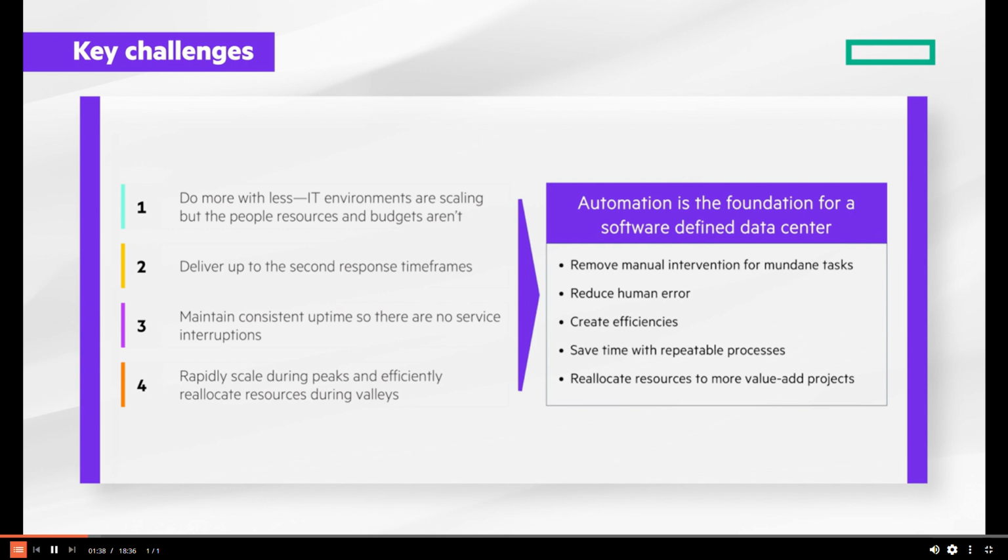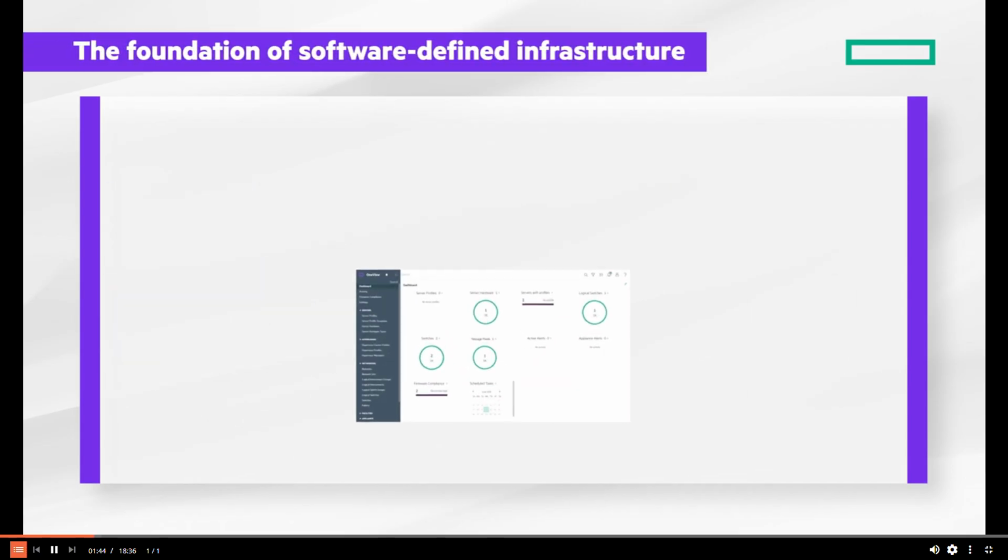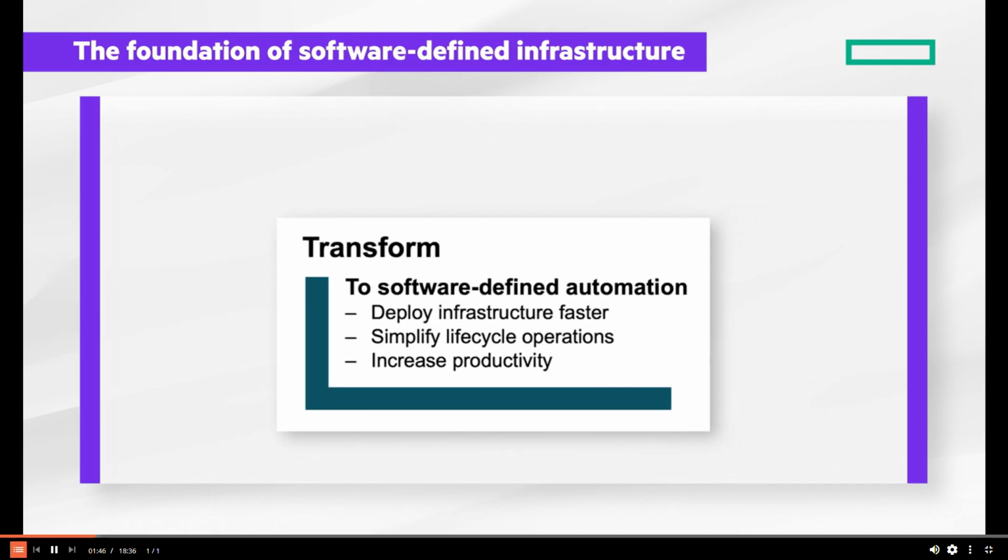HPE OneView enables the transformation to software-defined infrastructure. HPE OneView automates and transforms IT operations with software-defined management for infrastructure. It is designed to deploy infrastructure faster, simplify lifecycle operations, and increase IT staff productivity. It enables customers to transform their on-premise infrastructure to a software-defined infrastructure.